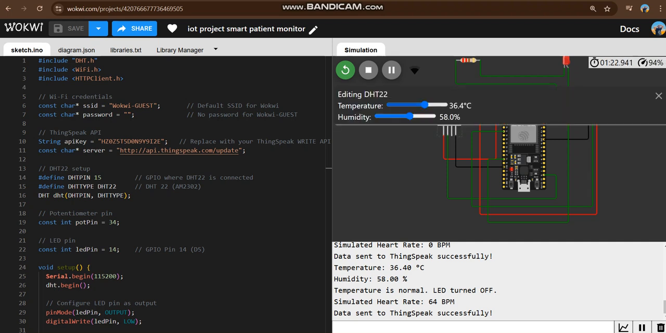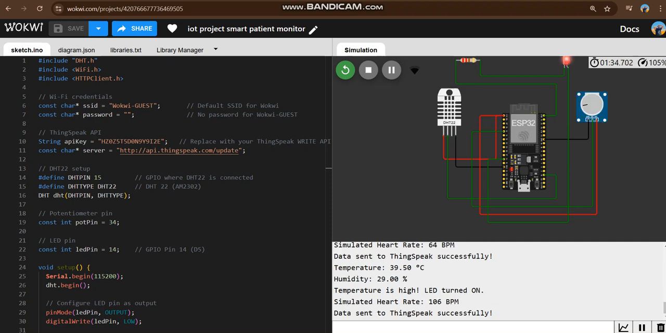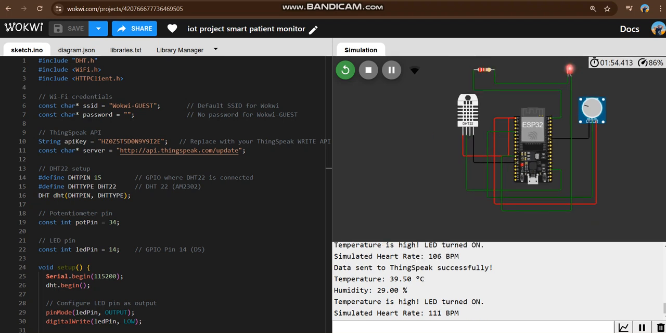So the last condition will be when the temperature increases and exceeds 39 and above. Let's see, I put 39.5 and the humidity I reduce to 29 and the RPM I set to a higher BPM. As you can see here in the output serial monitor, the temperature has exceeded 39, which is 39.5. The humidity is very low, 29, due to the room condition, and the temperature is higher, and the command says the LED turns on. As you can see, the LED here is turned on.